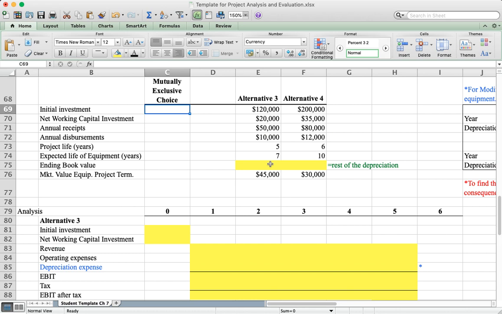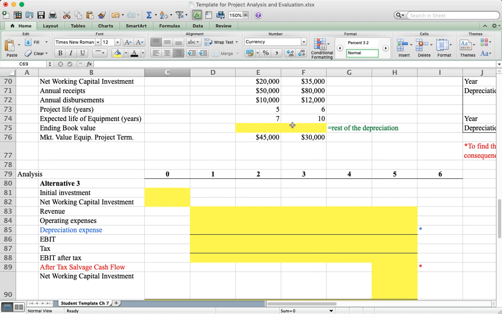You will go down through and try to link every single value here, or use it in some way. A couple things are going to be different about these two alternatives. You're going to notice that the life of the project is different from the expected life of the equipment, and that the equipment has a market value at the end of the term. This is different. Up in scenario 1, there was 0 salvage value.